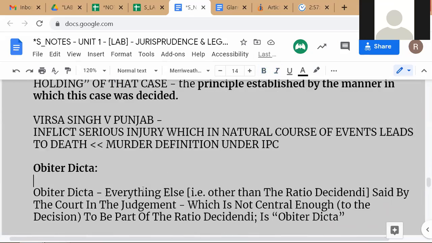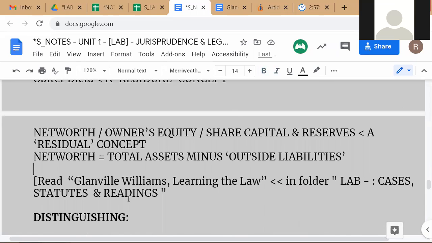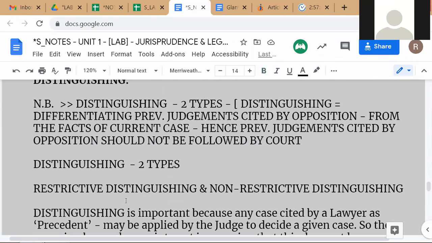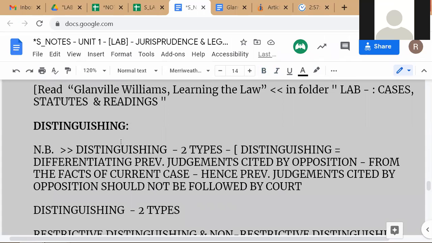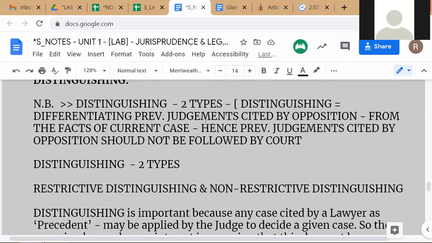Because we are now saying that there is something called distinguishing. This is a very important legal skill for lawyers. In the common law courts, typically the advocates will present some arguments, and then they'll present some precedents. They'll present some judgments, which are precedents, and they will say that these judgments should be followed in this particular case. So they are invoking the doctrine of stare decisis.